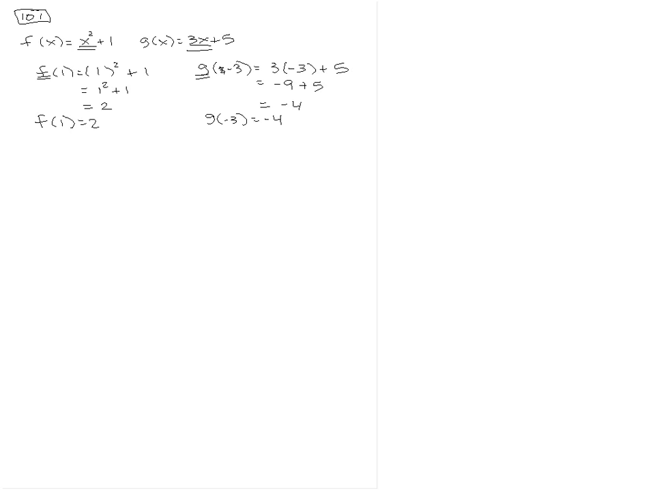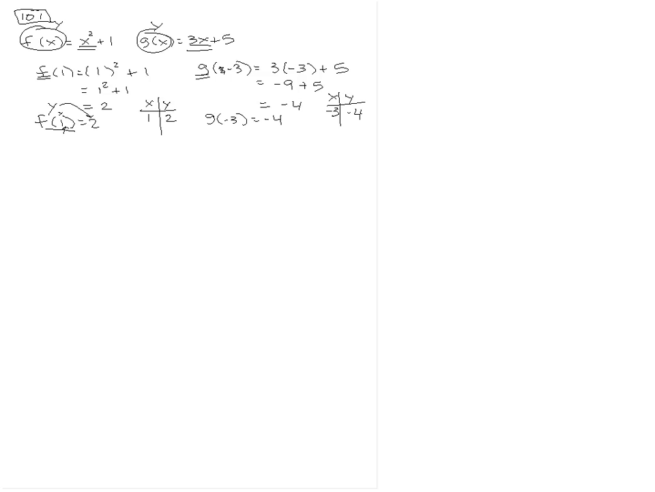Okay, reviewing. Also, let me remind you, f of x or g of x can be replaced with y. So this is saying that's y, and you are saying this is x. So if you think about it, you're really doing this: when x is 1, what's y? You're really doing, when x is negative 3, what's y? Okay?